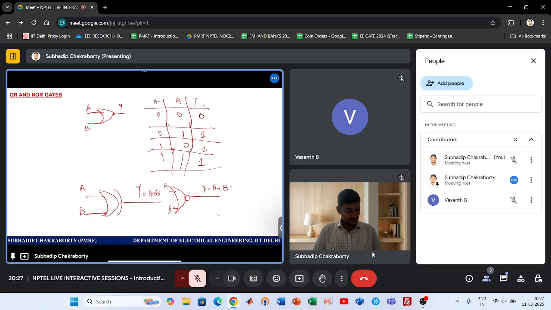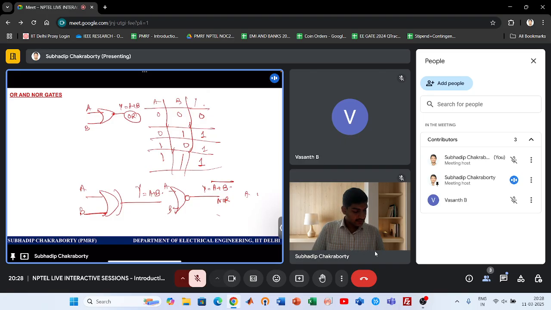So what is that? A plus B in the OR. In the NOR, you denote it as A plus B complement, the opposite of A plus B. Or whatever was happening in the OR, you denote the invert of that as the NOR gate.